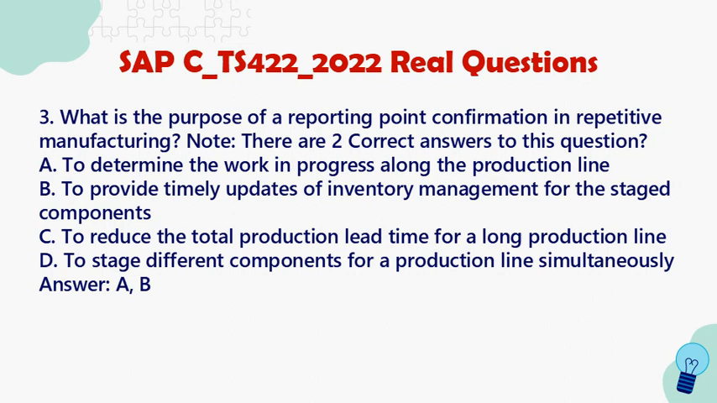3. What is the purpose of a reporting point confirmation in repetitive manufacturing? Note: there are two correct answers to this question. A. To determine the work in progress along the production line. B. To provide timely updates of inventory management for the staged components. C. To reduce the total production lead time for a long production line. D. To stage different components for a production line simultaneously. Answer: A, B.